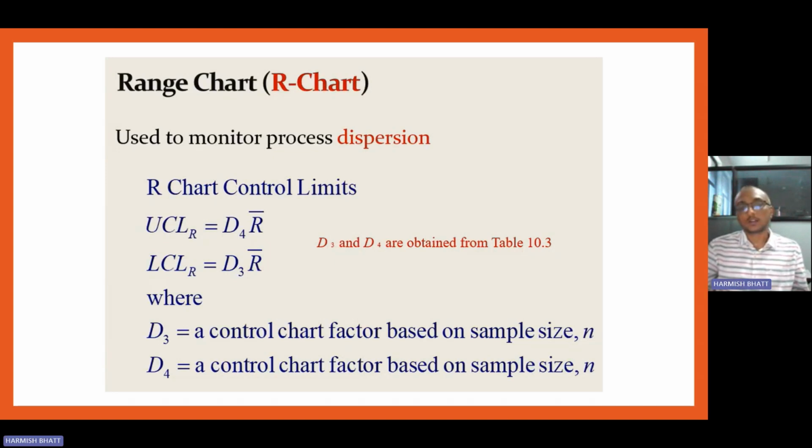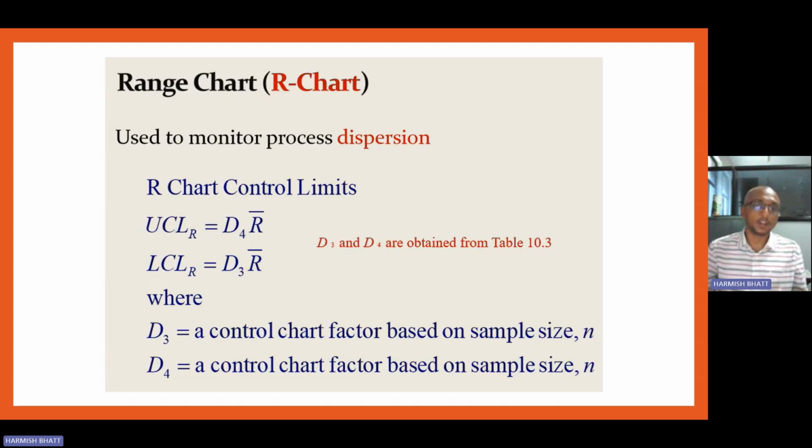Now to prepare the R chart, same as the X bar chart, we will require the control limits. We will require two control limits, upper control limit as well as the lower control limit. The equations for UCL and LCL for R chart can be given respectively as UCL = D4 R bar and LCL = D3 R bar. The values of D3 and D4 can be found out from a table that we are going to discuss in the next slide.